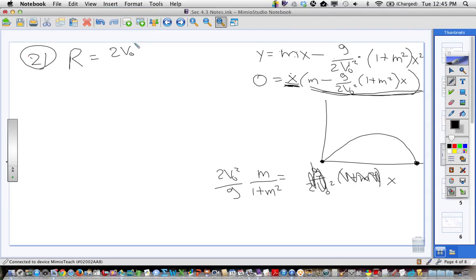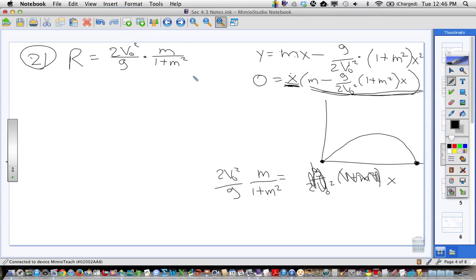Now, v sub 0 is just a constant. That's the velocity the ball's thrown. Gravity is a constant. So the variable is the slope now. What we're going to do is ask, how can we maximize the distance of this object? Let's use a shot put, for example, being a track guy.